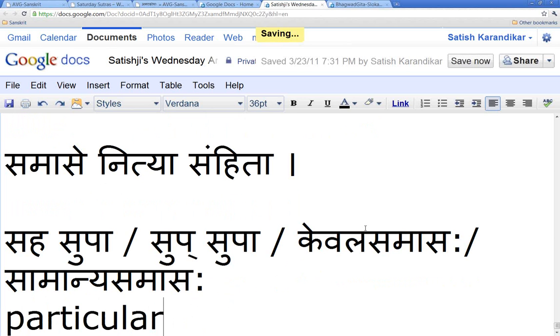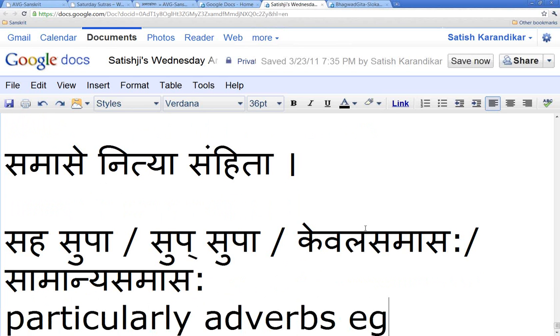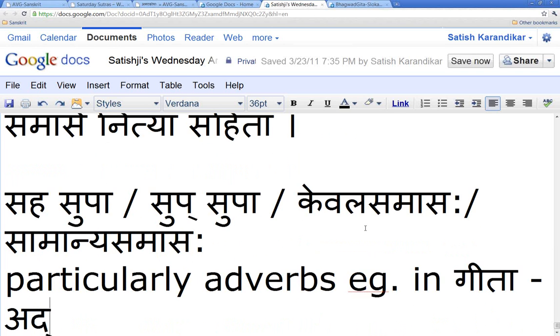Particularly adverbs, they connect with the verb in there. An example in the Gita is Adrishtapurvam Hrishitosmi Drishtva. Let me tell you, when you chant the Gita, please try to recall some of these rules if you can. Adrishtapurvam. While you're chanting the Gita, you can get Vyakarana Jnanam also simultaneously. Yugapat Bhavati means simultaneously. Adrishtapurvam. Okay, so that is in 11.45.